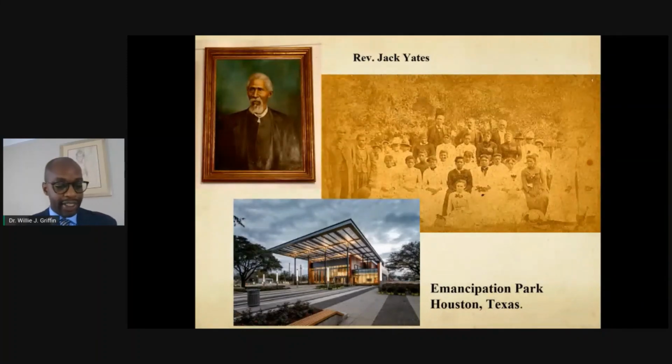Eventually, what you begin to see is African Americans beginning to acquire land, and land was donated and dedicated for these festivities. One of the earliest documented purchases provided for African Americans to celebrate Juneteenth was organized by this gentleman that you see in the slide, Reverend Jack Yates. His fundraising efforts initially yielded over $1,000, and they purchased what has now become Emancipation Park, that you see in the bottom of the slide in Houston, Texas. It's recently been redesigned and updated.